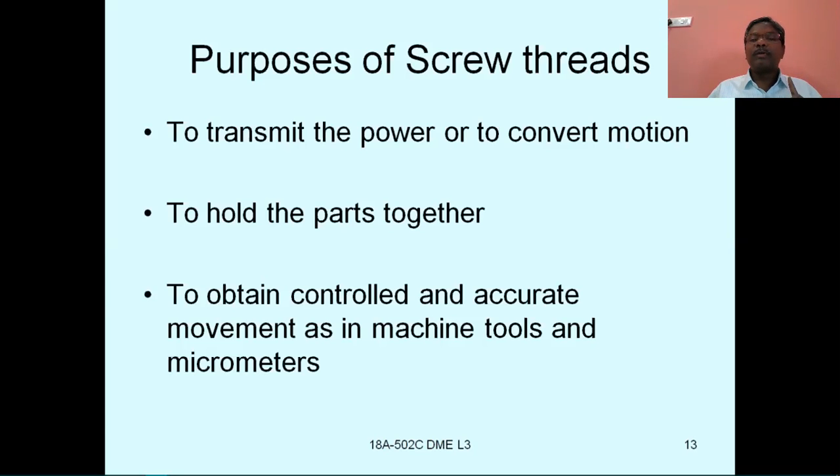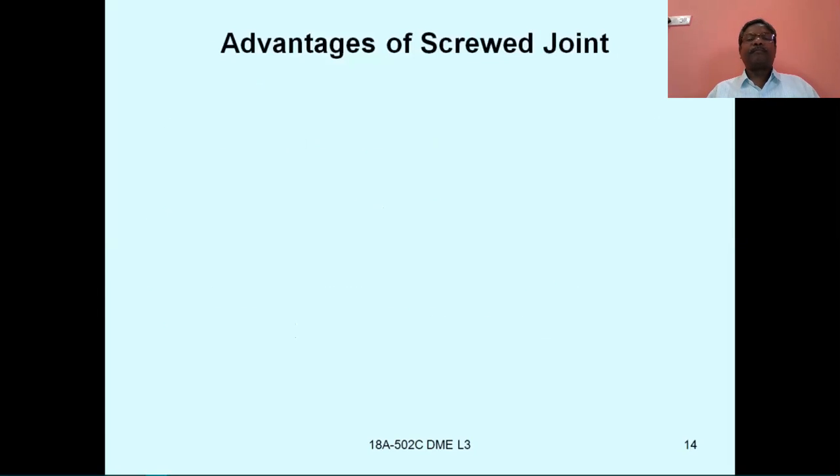So these are the three main purposes. Number one is to transmit power, to convert motion. Number two is to hold the parts together. And number three is to obtain controlled and accurate movement, as in machine tools and micrometers.